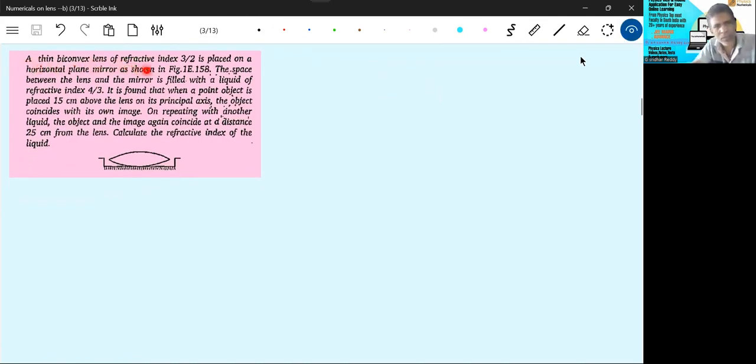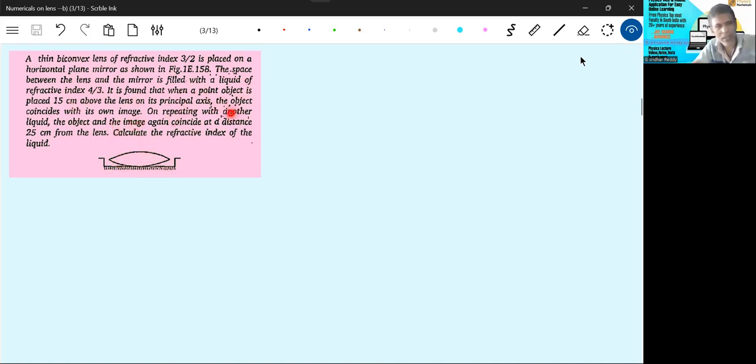A thin biconvex lens of refractive index 3 by 2 is placed on a horizontal plane mirror as shown. This is a plane mirror. The space between the lens and the mirror is filled with a liquid of refractive index 4 by 3. It is found that when a point object is placed 15 cm above the lens on its axis, the object coincides with its own image.